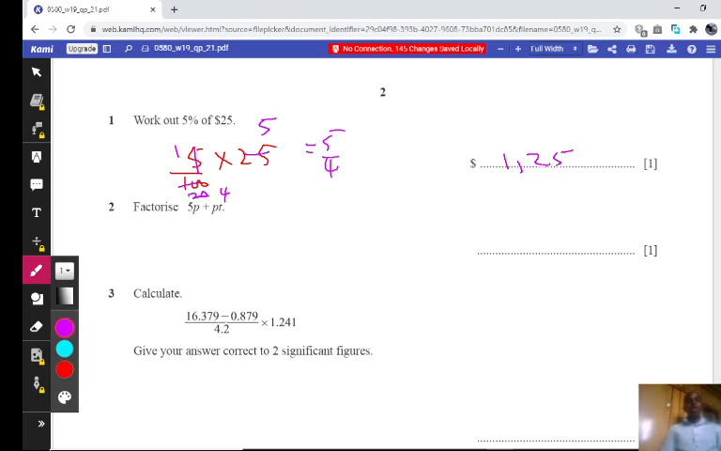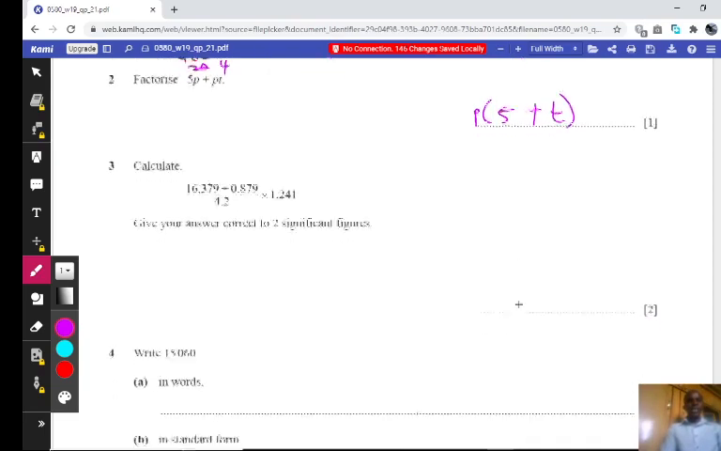Question number 2. Factorize 5p plus pt. What do you do here? Just find a common factor. There's a common factor p on 5p and on pt. So just factor out that common factor p. So you just factor out p here. Then it will be p times 5 plus t. Then you are done. Next question.